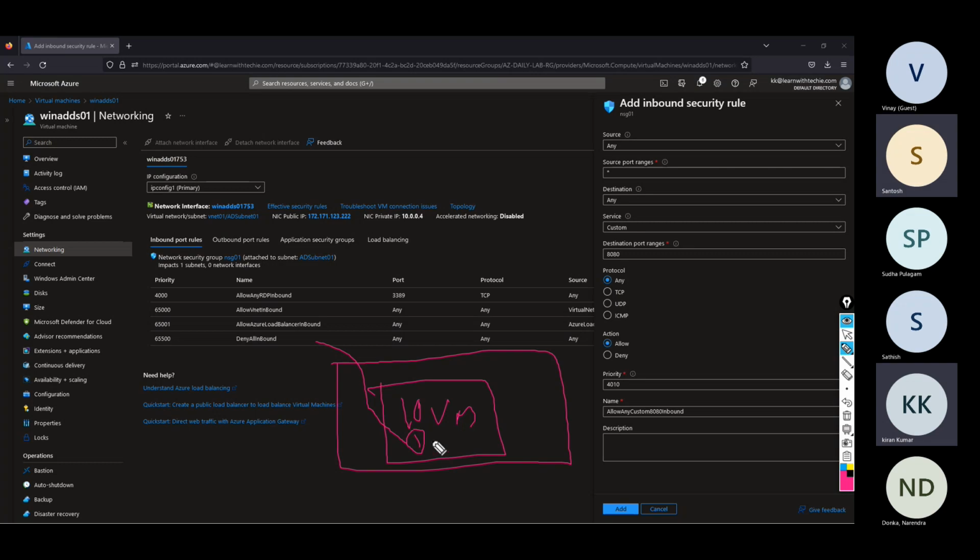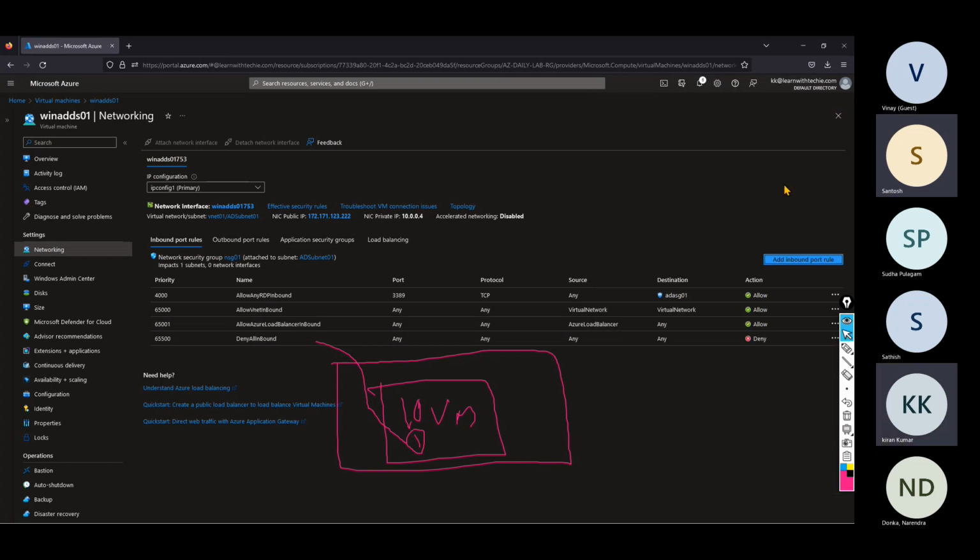Yes, inbound, specific to this virtual machine. How will you create it? With the IP address, we'll add it. So instead of the IP address, we are using the ASG. That's it. Is there any charge for using ASG? No, nothing, no charges.